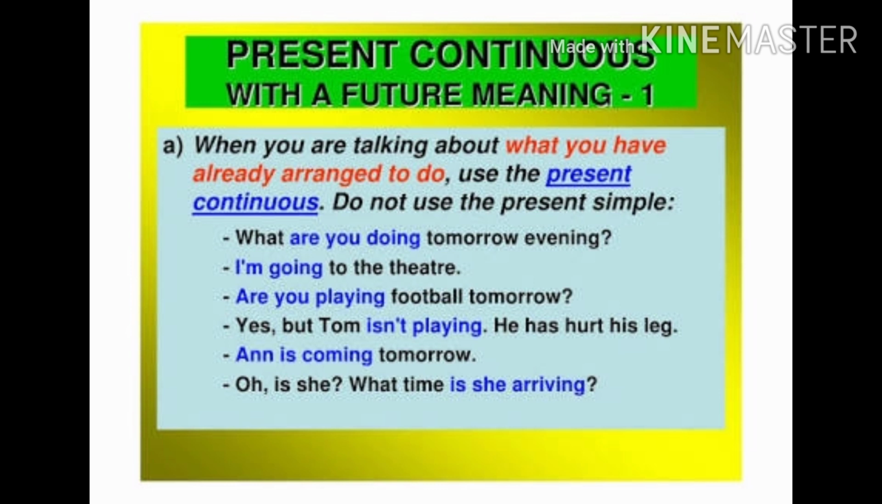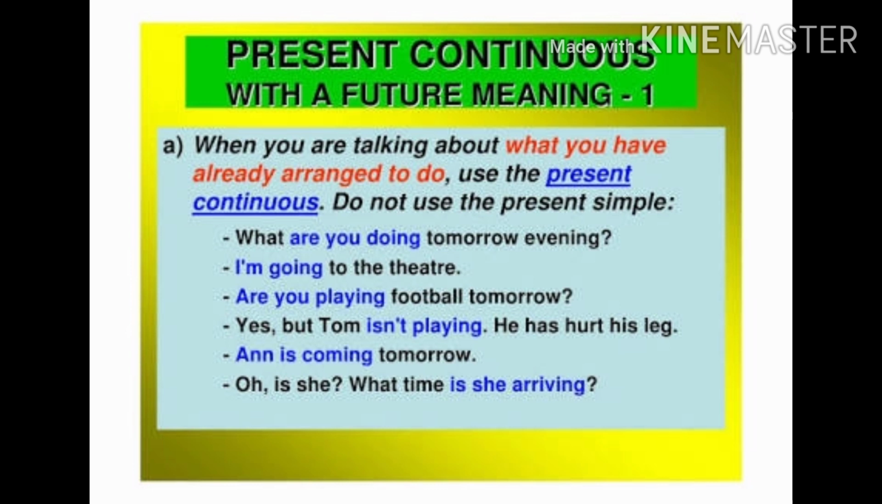Now let's move on to the structure for present continuous tense. Structures for present continuous tense. Okay, first look at the structure for framing affirmative sentences. How affirmative sentences of present continuous tense are framed.